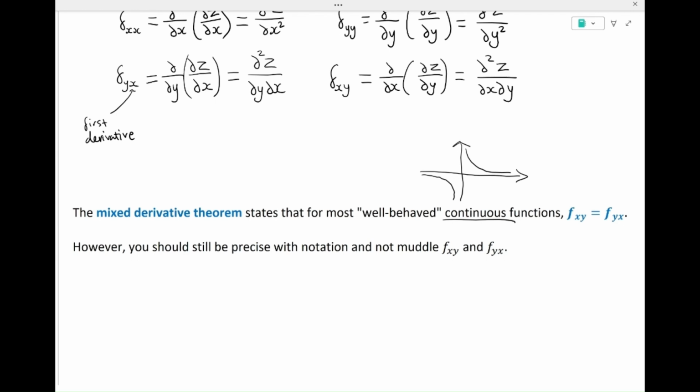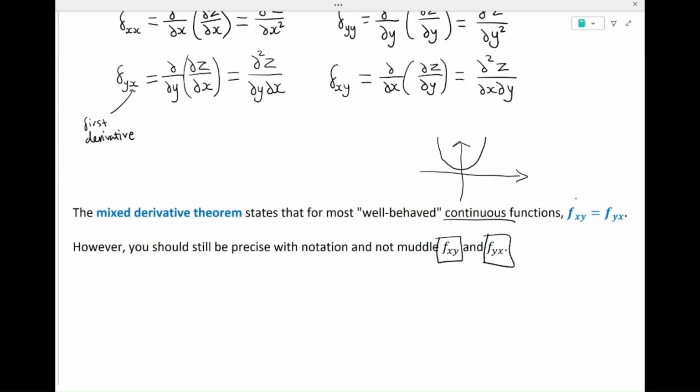Whereas, for example, for a quadratic, well, that's going to be continuous. I can draw it without taking my pen off the page. Now, that's a fairly informal definition of continuous, but that's really all you need to know for this. However, do be careful not to muddle the notation, because when I've asked to calculate each of these, you need to make sure that your working is in the correct order.